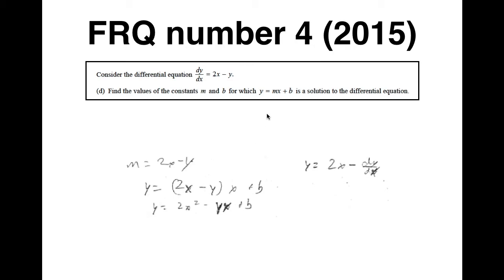Student B got 2 points actually in this exercise extremely rapidly. First of all, they recognize that if this is a solution, then the derivative of this line is m, and that it has to be equal to the derivative of all solutions. So they wrote m equals 2x minus y, and that was the correct answer. After that, they couldn't go further, but 2 points out of 3 in this question is very, very good.